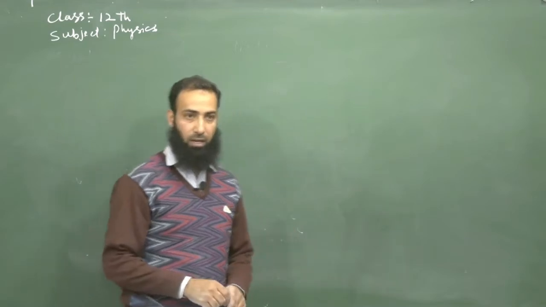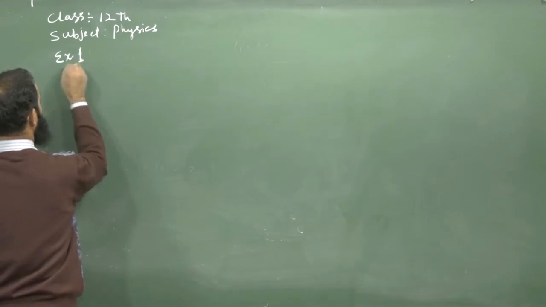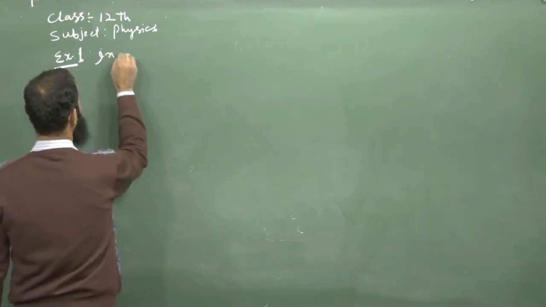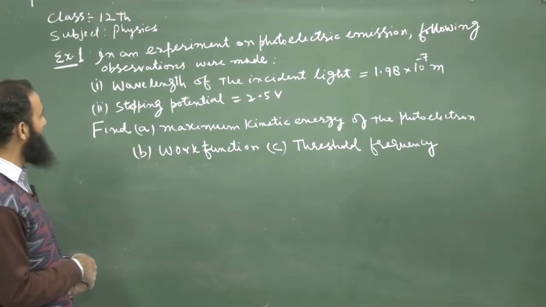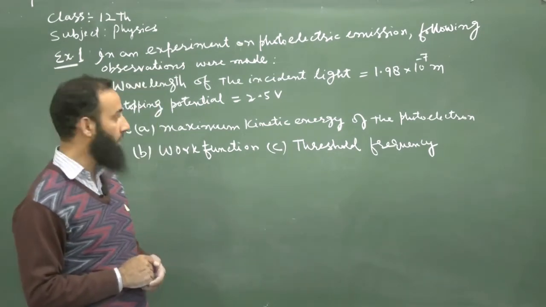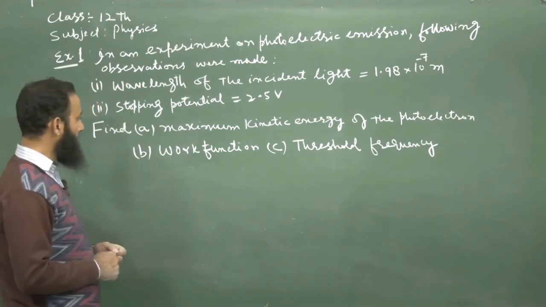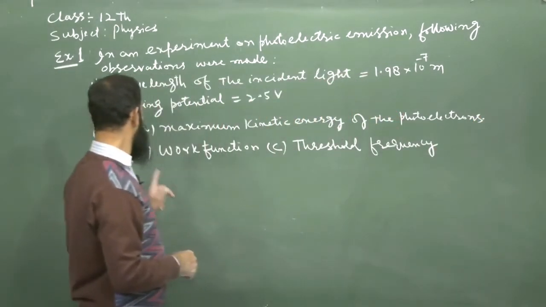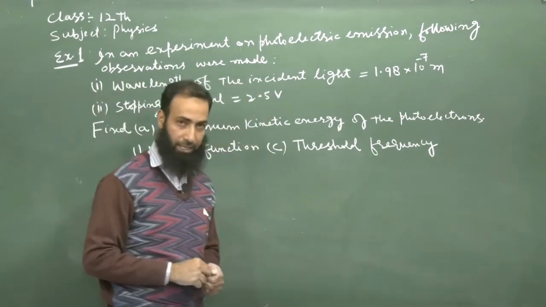Now we do some numericals related to the photoelectric effect. Example first. In an experiment on photoelectric emission, following observations were made. Wavelength of the incident light is equal to 1.98 × 10^-7 meter, and stopping potential is equal to 2.5 volt. Find part A, the maximum kinetic energy of the photoelectrons. Part B, calculate the work function. And part C, determine the threshold frequency.